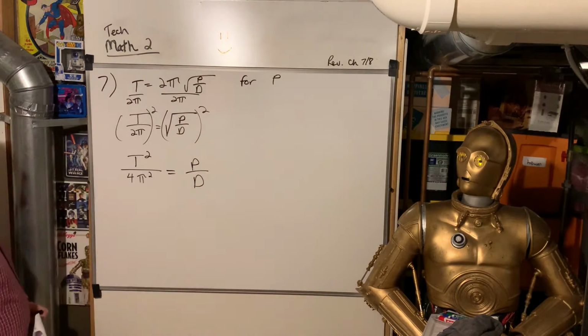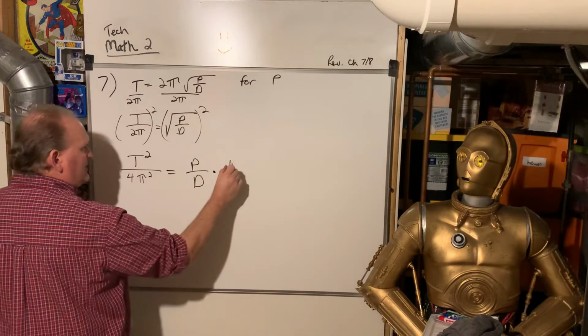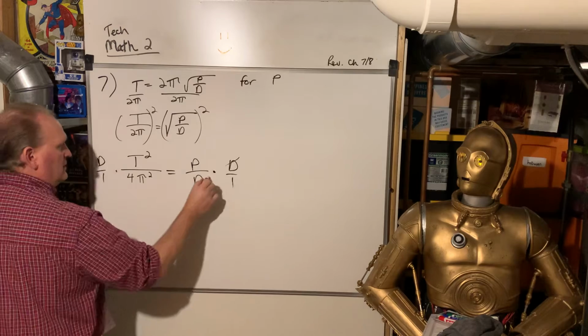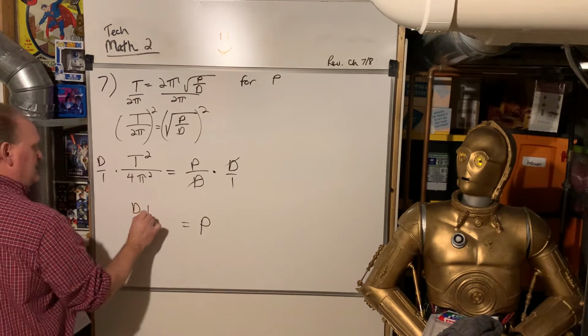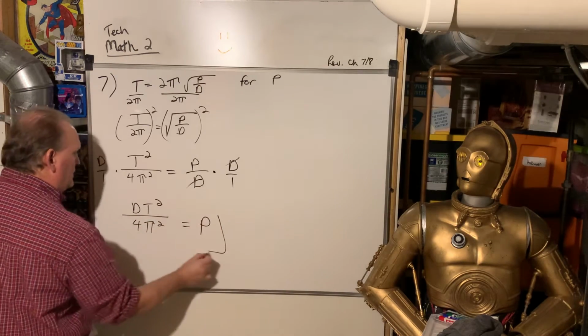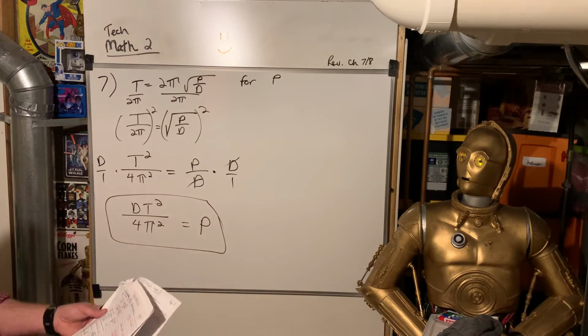And then p over d, and so now you could cross multiply and solve, but it's easier if you just say, okay, I want just p, so if I multiply this side by d over 1 and this side by d over 1, I get p is equal to d t squared over 4 pi squared. Just like that. All right.